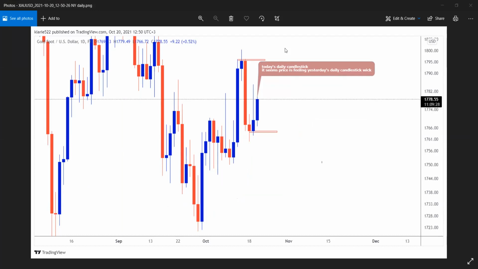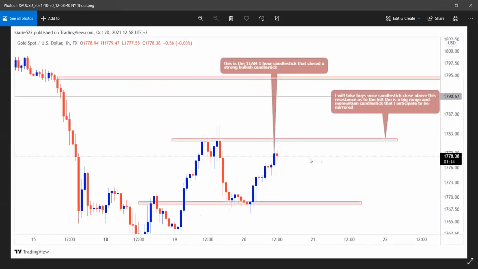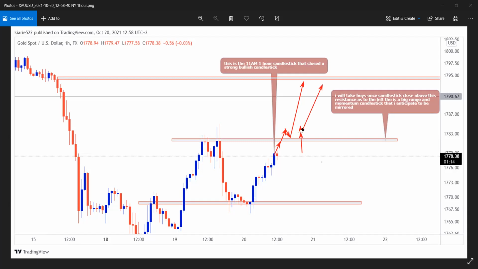So this was my daily chart. For the 4 hour, I was approaching a resistance. The 1 hour was also approaching a resistance. I remember I wanted to take this buy trade over here, but the range was too small. So I said I'll take buys when a candlestick closes above, maybe a retest for it to continue, or when I see a strong bullish candlestick has closed above this resistance, I'll take buys for price to continue in the bullish trend.